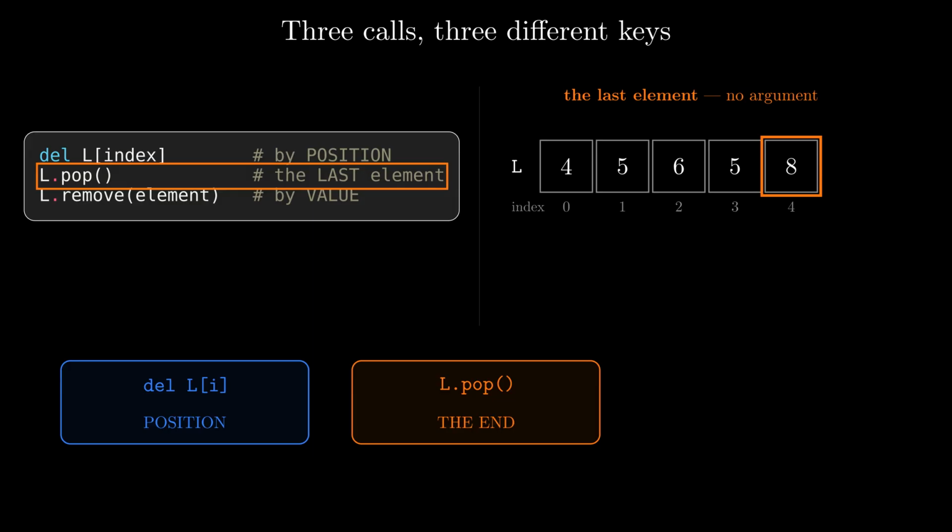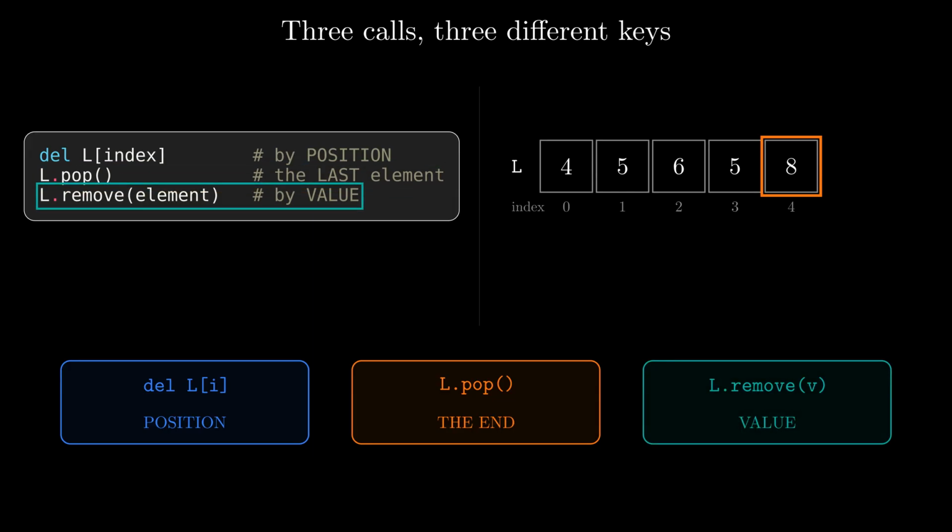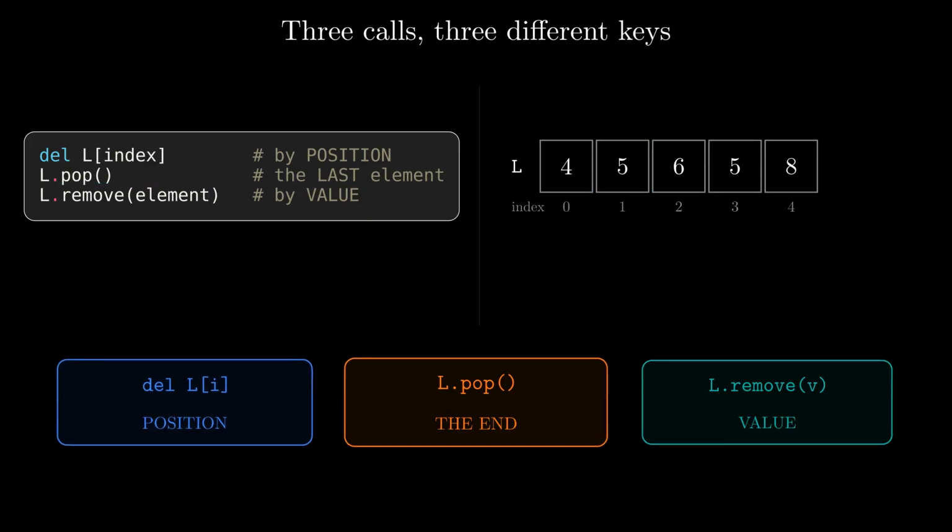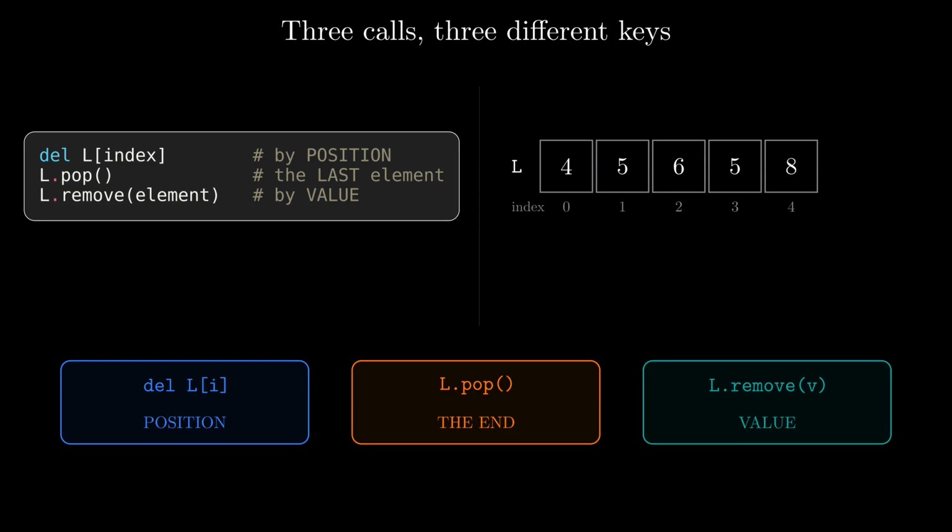Third, if you know the value rather than the position, call L.remove and pass in the element itself. The string Anna, the number 5, whatever it is. Position and value, 3 different keys into the same list. Last lecture's clear wipes out every element at once. These 3 take out specific ones.